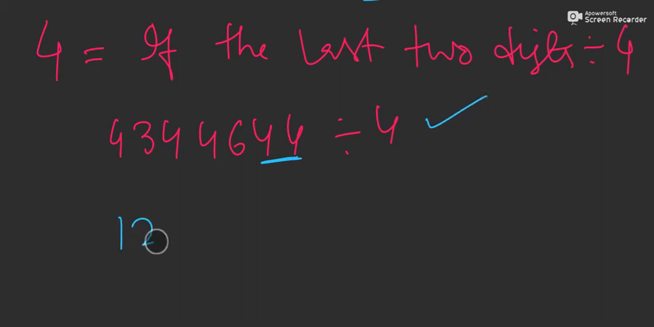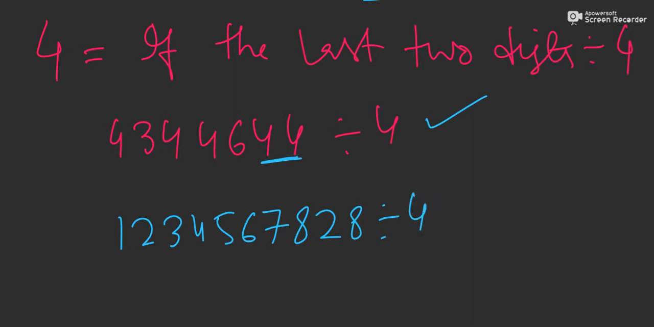Now 12345678 28. Can this be divided by 4? Yes, this can be divided by 4 because the last 2 digits are 28, and you know that 28 can be divided by 4. Yes, so the whole number can be divided by 4. Is it easy? Yes, it is very easy. Now we are moving further to the divisibility rule of 5.